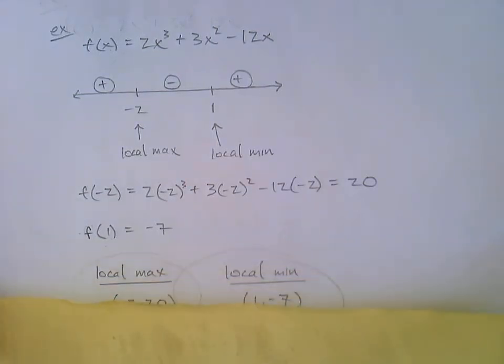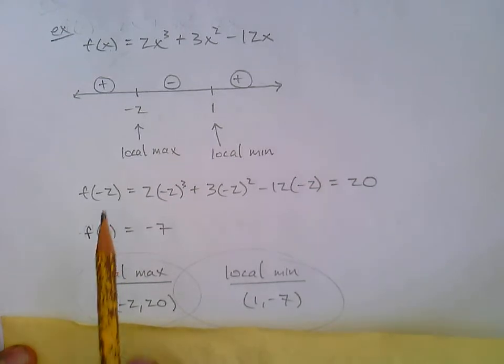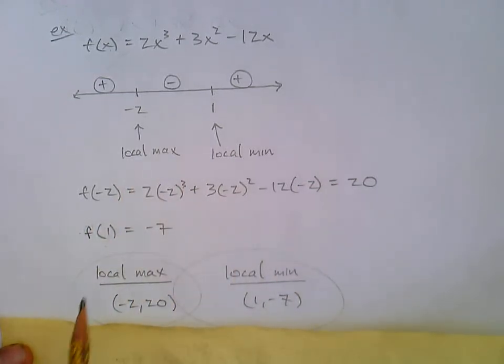And now we can answer this. At (-2, 20), there's a local max. At (1, -7), there's a local min.